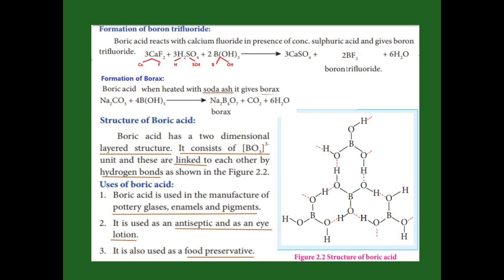The dotted line indicates that it is a hydrogen bond. So each BO3 3- unit is linked with another unit by the hydrogen bond.